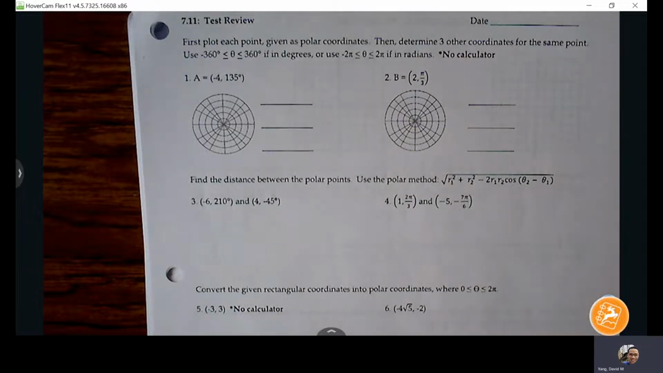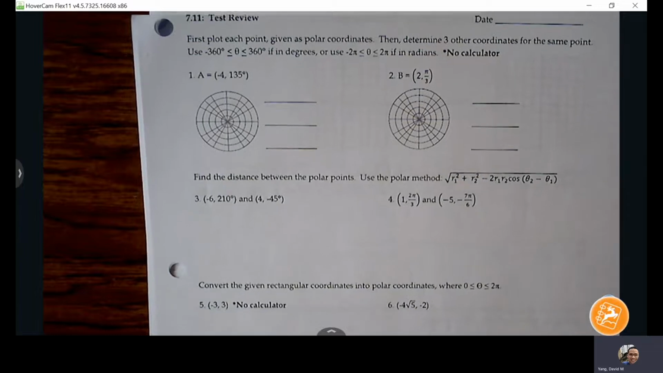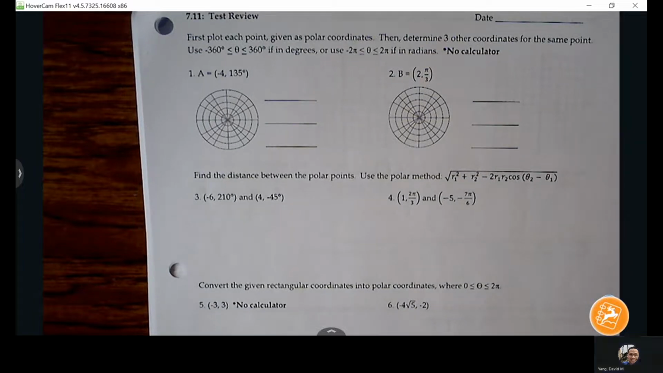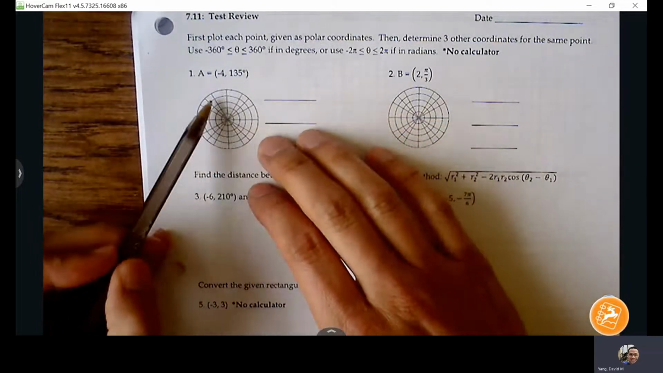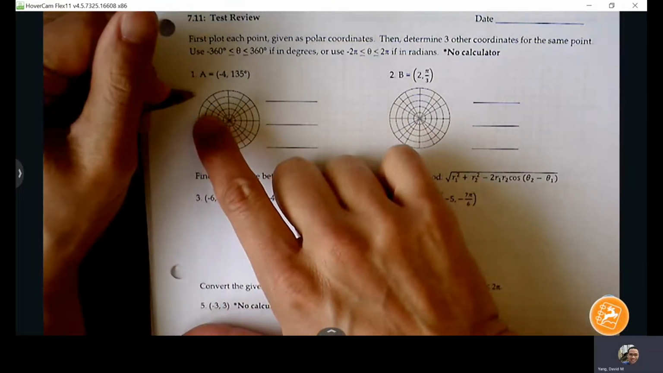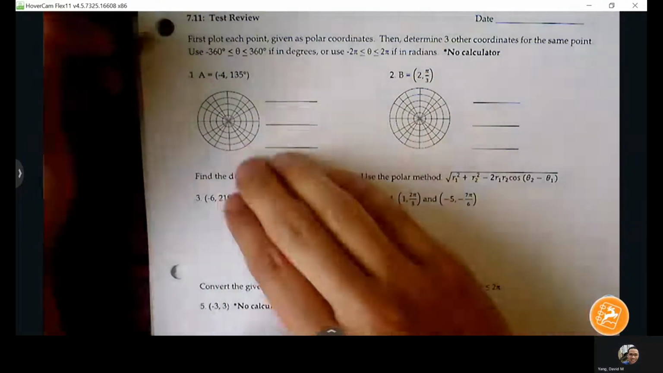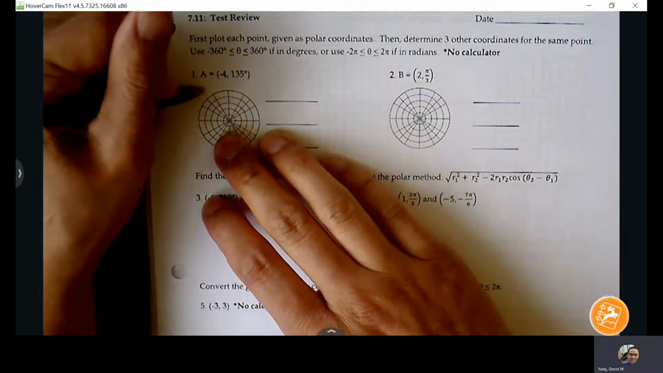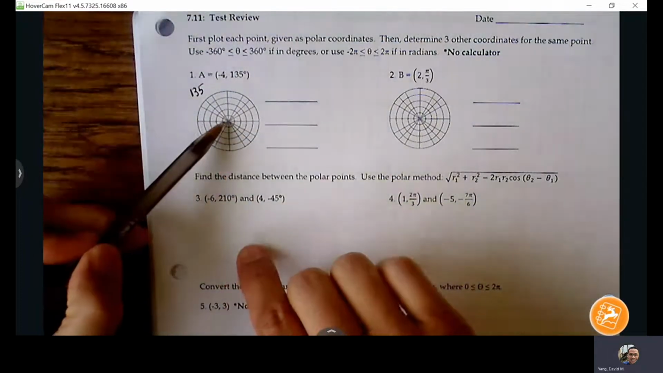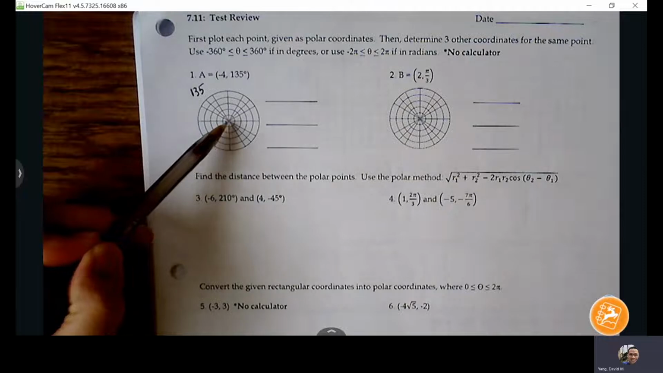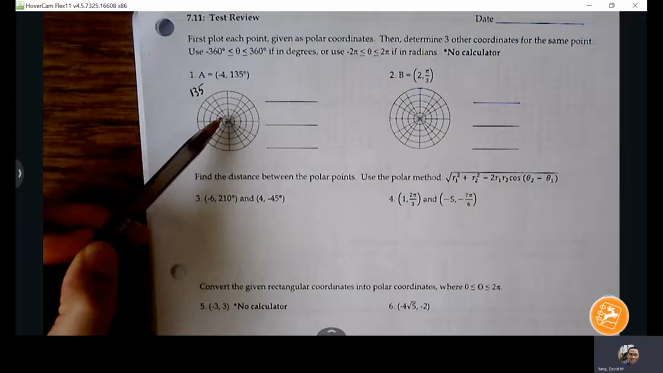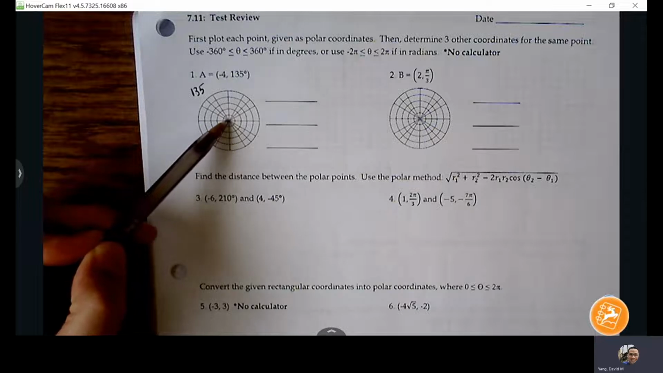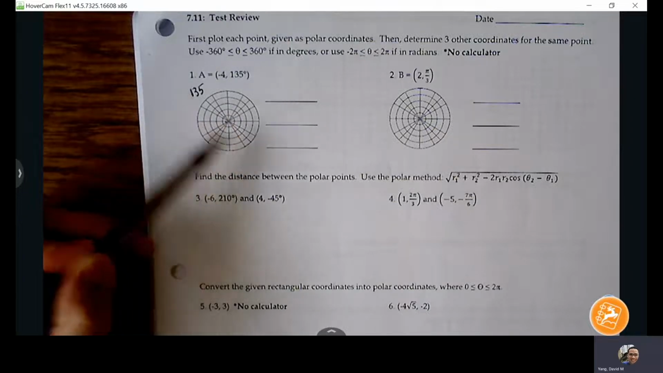Okay, so first, it says plot each point given polar coordinates. So let's go ahead and find where this location is. 135 degrees, that's in the second quadrant. Okay, we're always starting on the origin, but what does that -4 tell us? That it's -4 away. Yeah, away, so it's going to end up in the fourth quadrant, right?